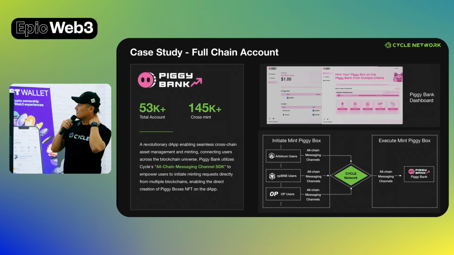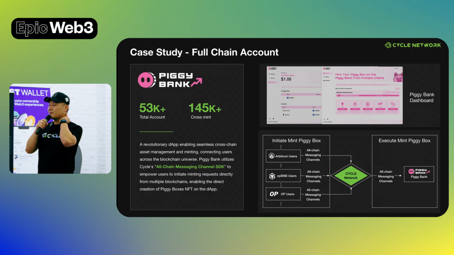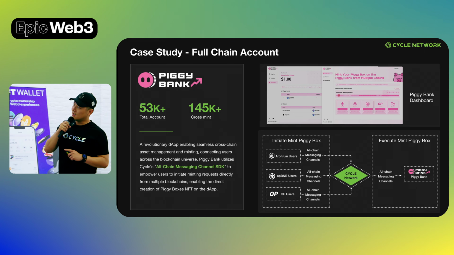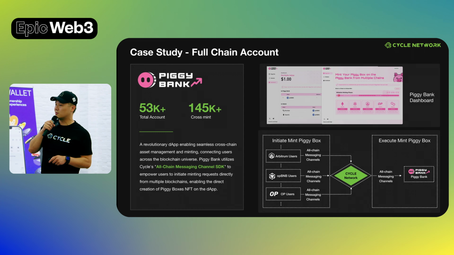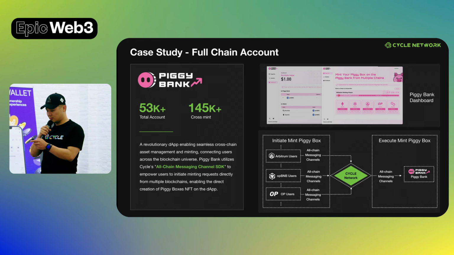Let's move to a first case study. It's about a full-chain account. It took only 1 week or so, and I think the number is now bombing to almost 200K cross-mint already. It's the Omni, what we call a piggy bank box. It's kind of like an Omni NFT for a campaign, and it shows Cycle Network's cross-chain asset management and minting function here.